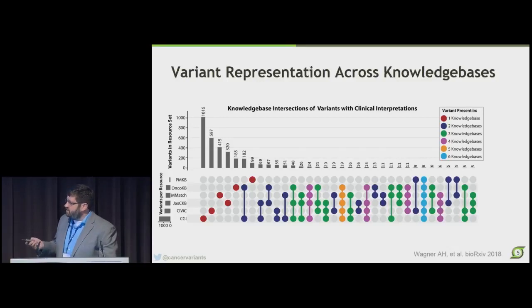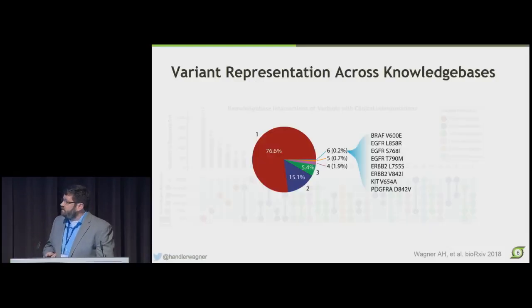As a consequence, it becomes very clear that the vast majority of variants that are observed in interpretations describing clinical interpretations for variants in cancers are found in only one or two knowledge bases across this set of 6 that we evaluated. In fact, it's not until you get way out here in the tail that you begin to see variants that are observed ubiquitously across them. And those 8 variants are shown here.